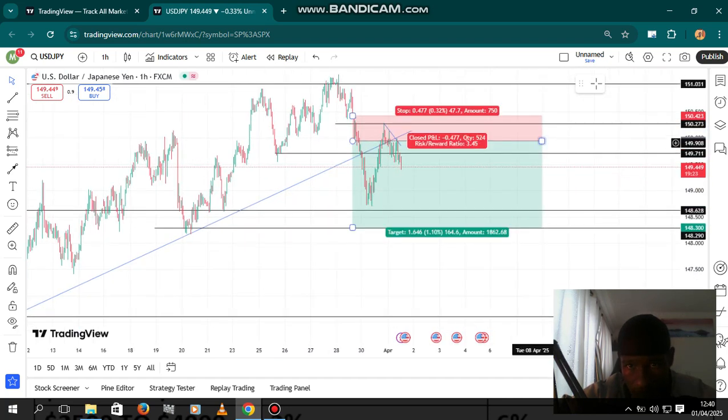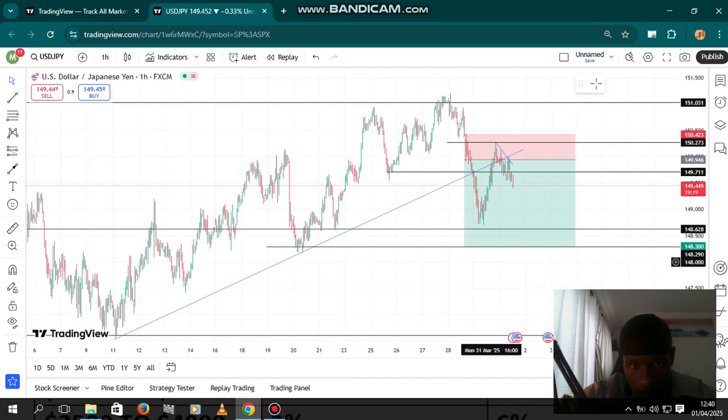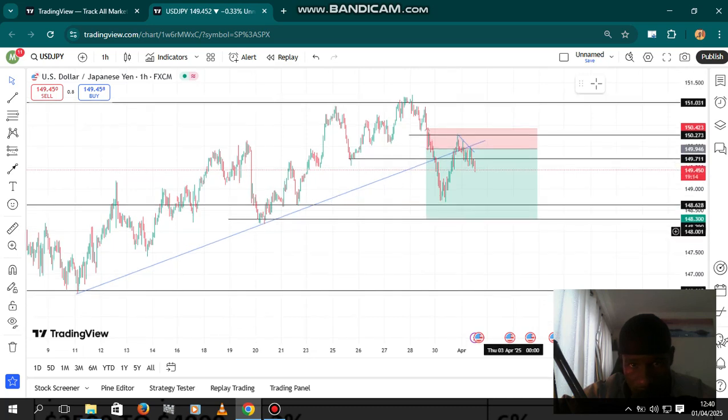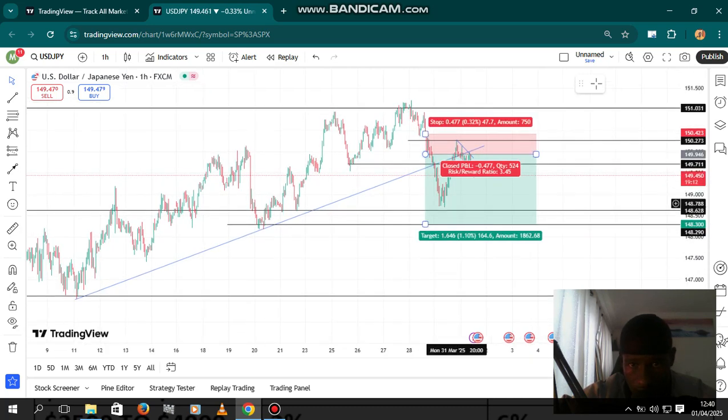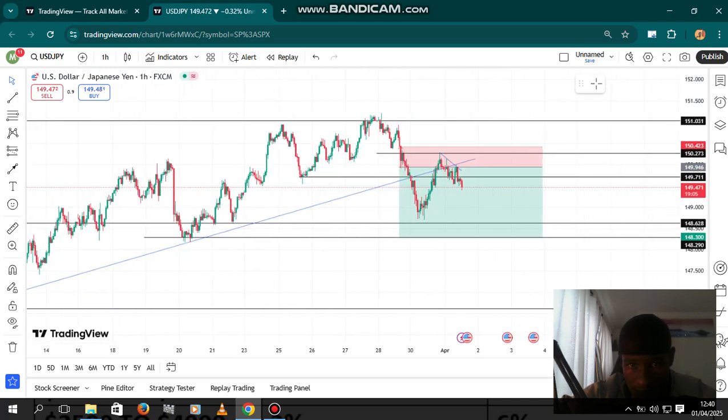I would risk this for the day. Yes, so we are good with this one. You see, it broke and retested it 1, 2, 3. Yes, so I wait for a proper retest.